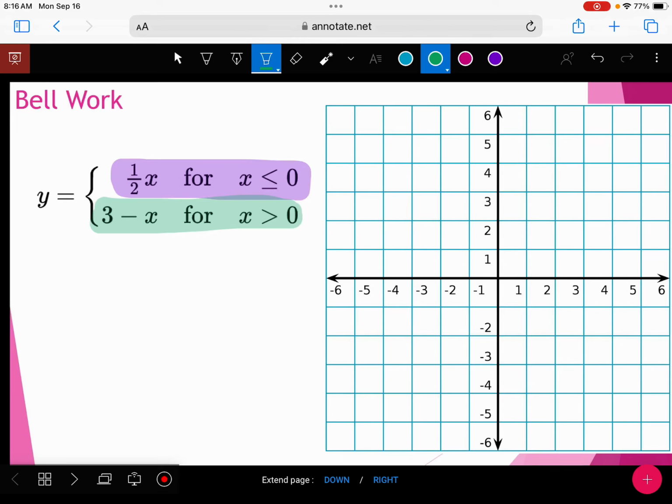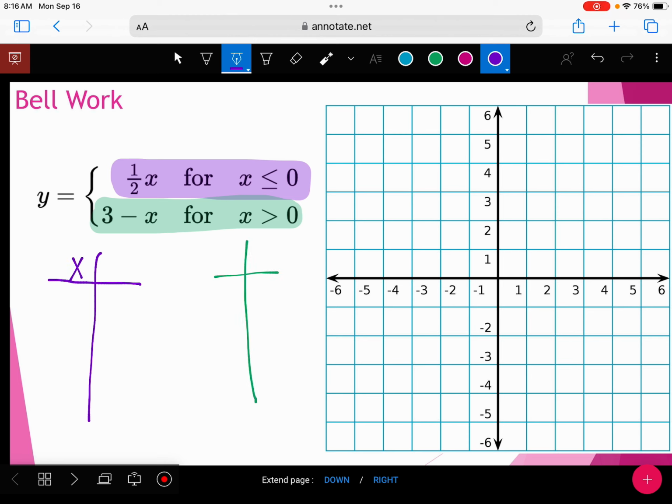Because we've got a couple of pieces. That's why they're called piecewise functions. So for this one, we make that little table, right? I'm going to do a purple table for the top one, and I'll do a green table for the other one.